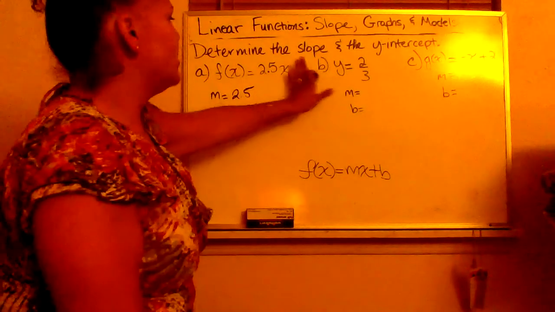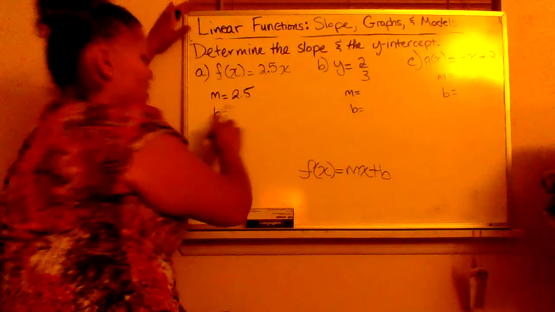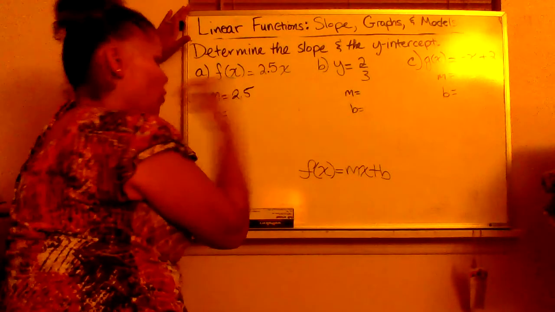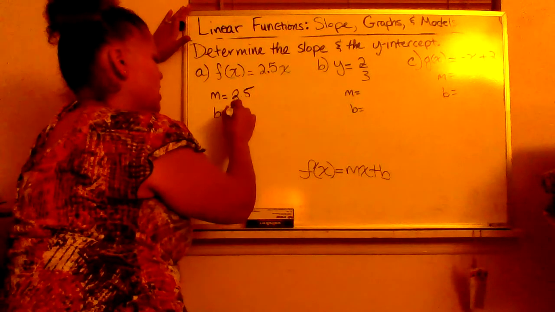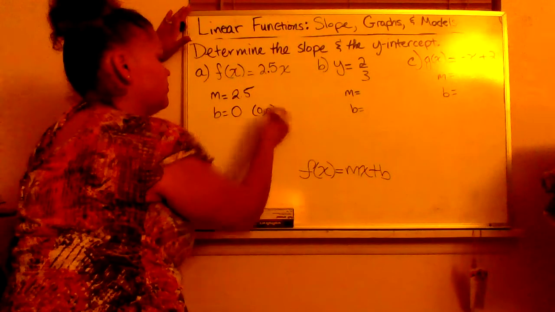Now, there is no plus b or minus anything afterwards. There's no constants after. So then we have no y-intercept. So that means your y-intercept is 0. So that's 0, 0.